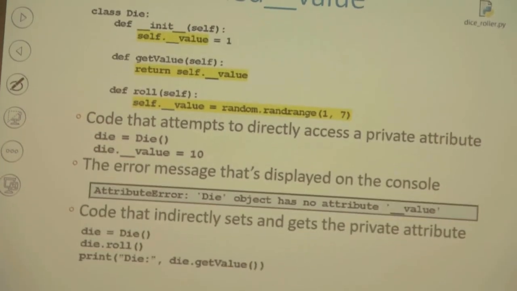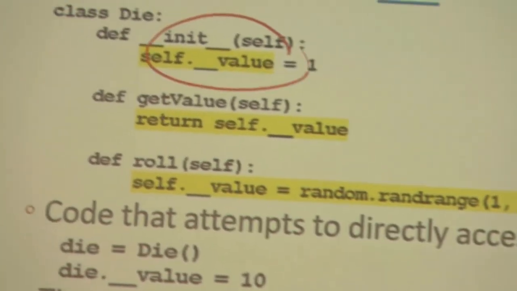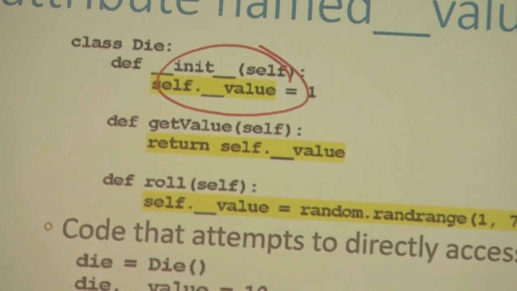So the solution, to protect it, I have to make it private. How can I make it private? I add 2 underscores before the name. For that, I have to add 2 more functions. The first function, get value. So what does get value do? For example, get value(self), return self.value.